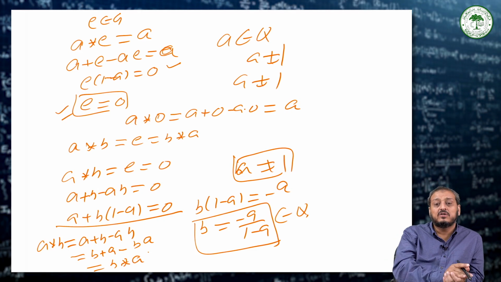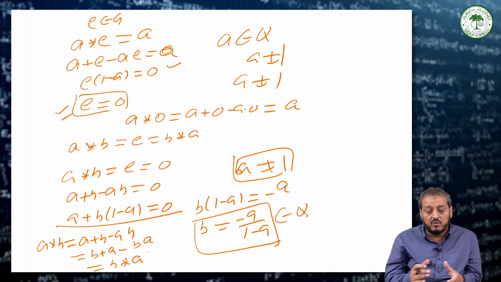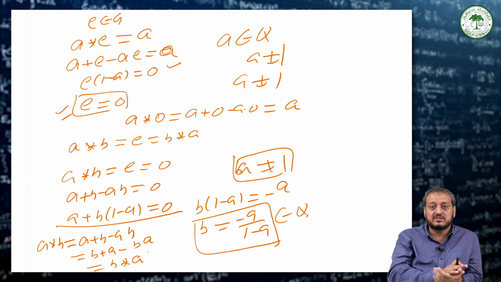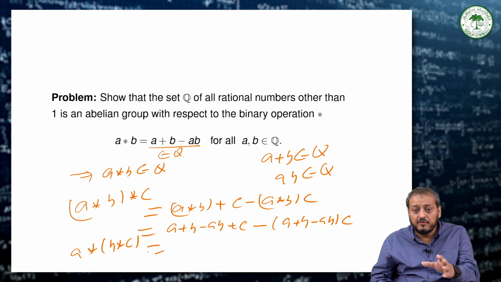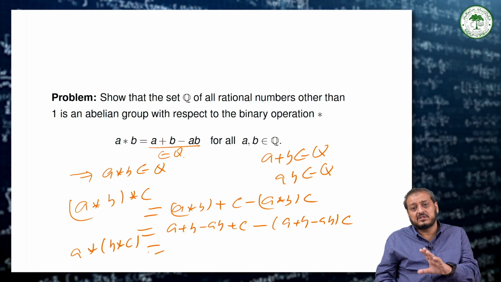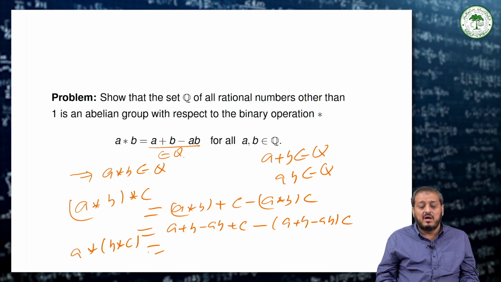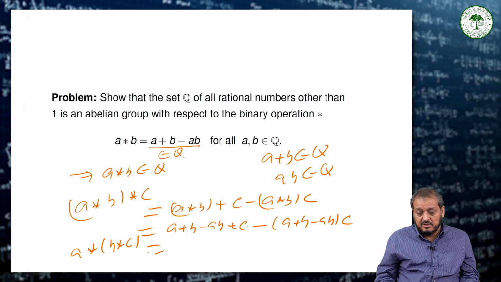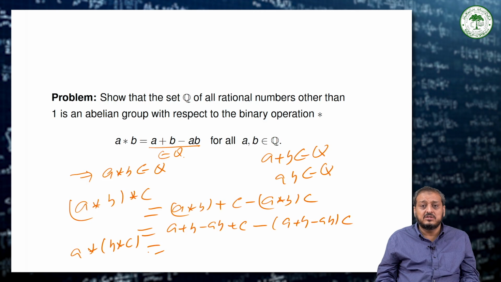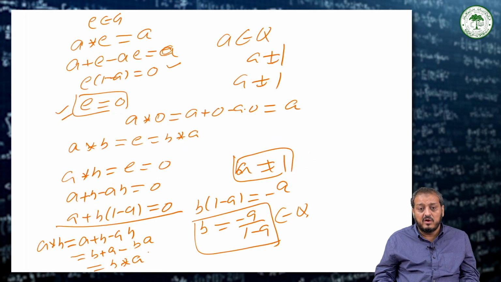So we satisfy all the properties of a group. So we can say that in this case the set of all rational numbers except 1 is an abelian group with respect to the binary operation defined in this way. So this forms a group.